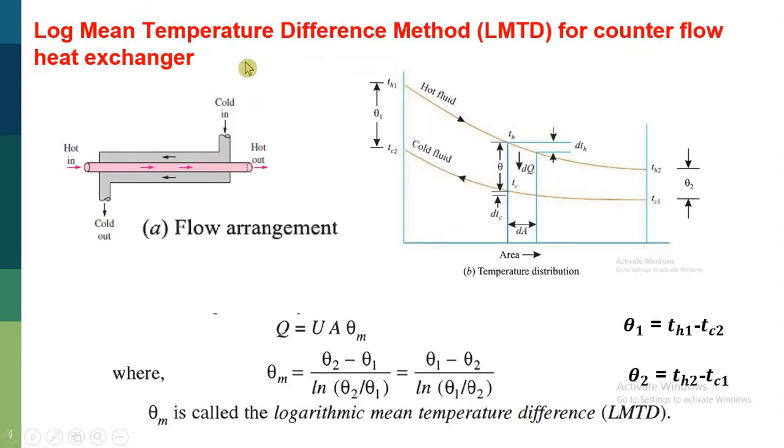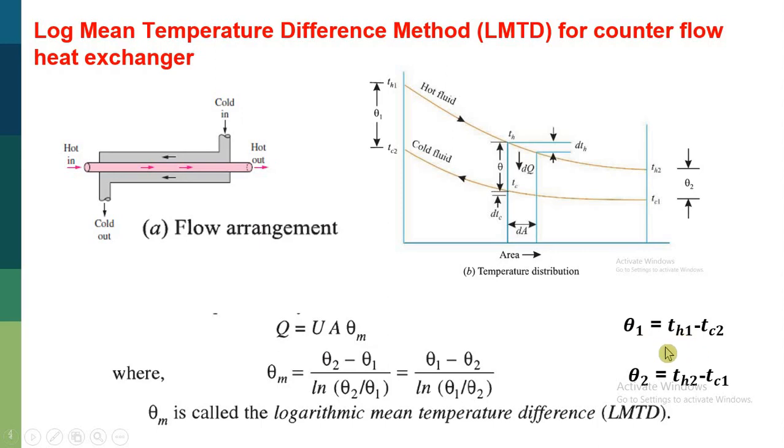Similarly, we can apply the same LMTD method in case of a counter flow heat exchanger. We know that in a counter flow heat exchanger, hot and cold fluid move in opposite directions. Here you can observe the arrow directions are opposite. The formula of theta m is the same, that is theta 2 minus theta 1 by ln of theta 2 by theta 1, as in the parallel flow heat exchanger, but the only difference is in the formula of theta 1 and theta 2. It is the major difference.